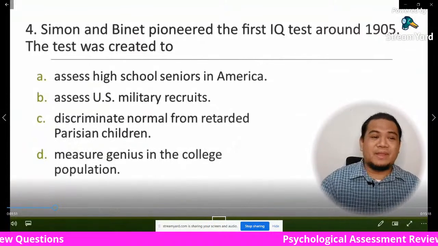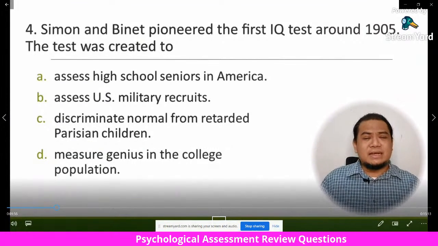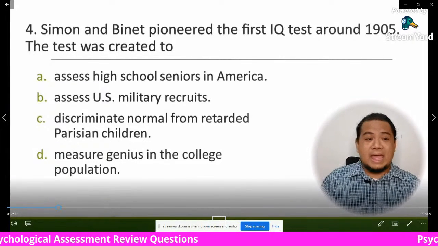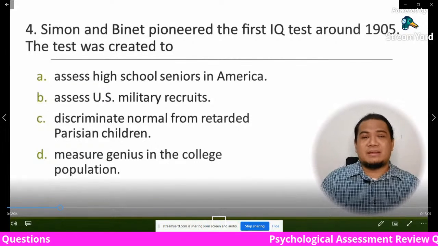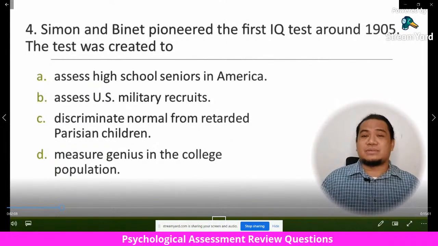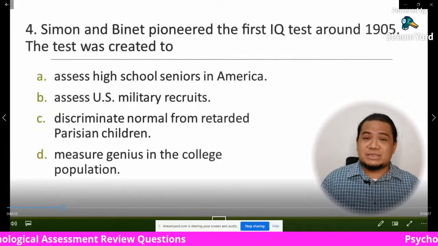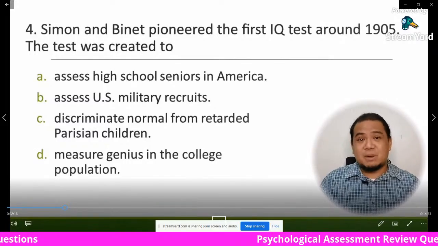Number 4. Simon and Binet pioneered the first IQ test around 1905. The test was created to: A. Assess high school seniors in America. B. Assess U.S. military recruits. C. Discriminate normal from retarded Parisian children. Or D. Measure genius in the college population.